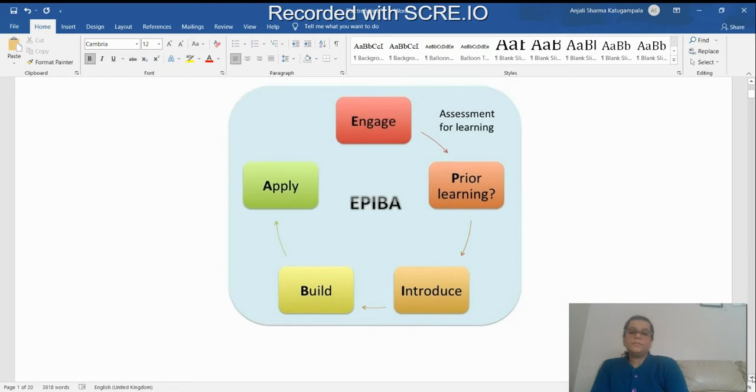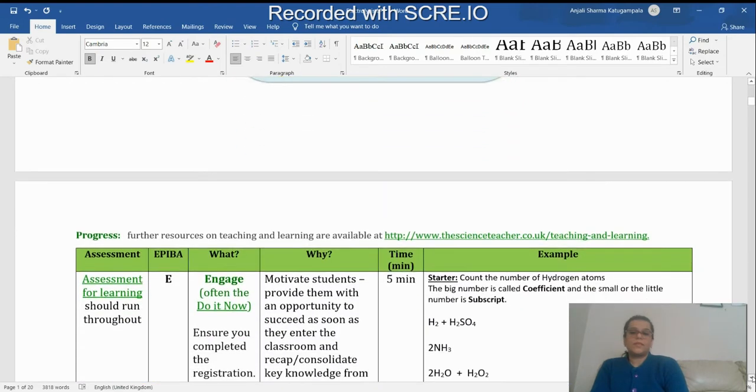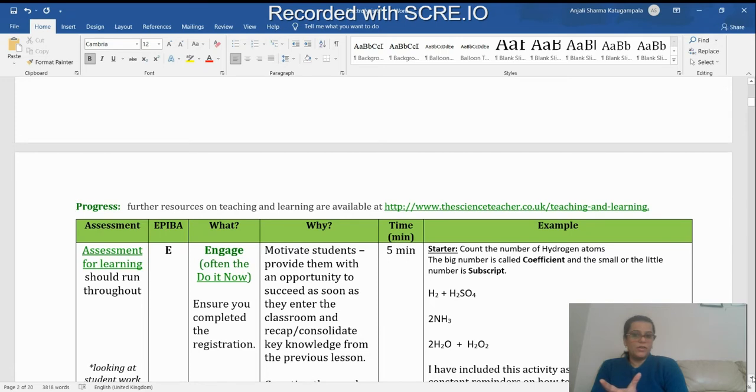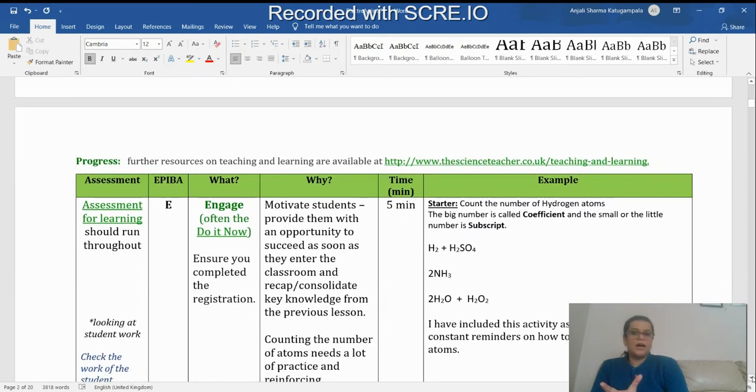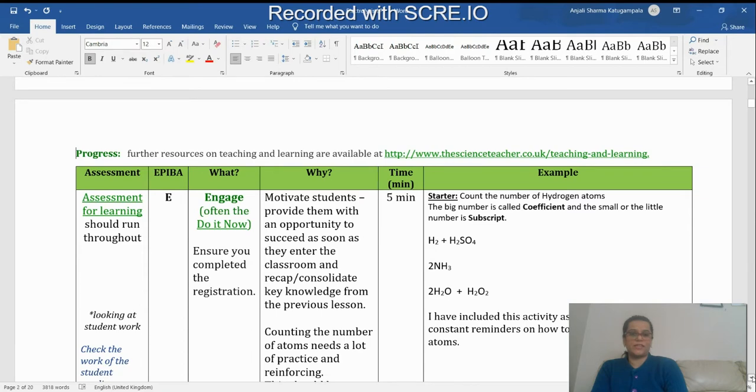So here, the columns are very well laid out. How are you going to assess your students' engagement and prior learning, etc.? What are you going to do? Why are you going to do that activity? How much time are you giving to each activity?